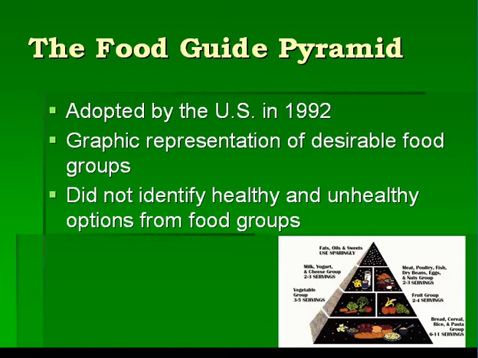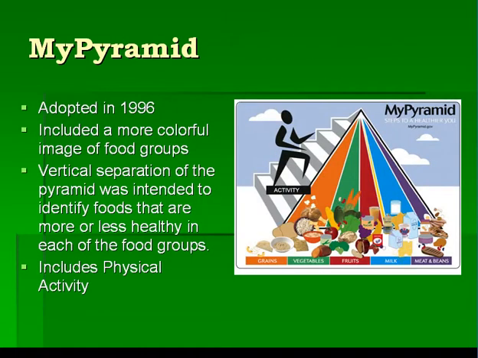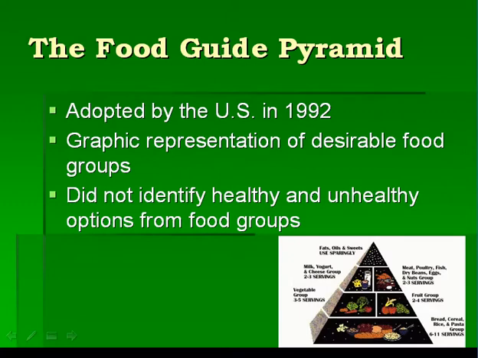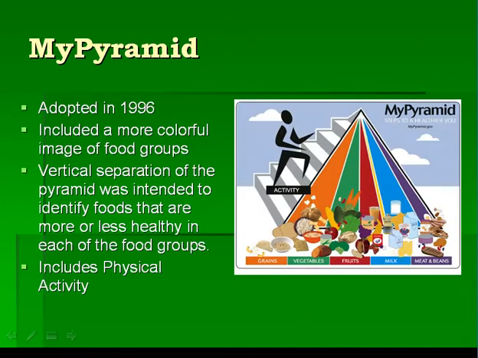It did not identify healthy and unhealthy options from each of the food groups and lacked some visual appeal that the new food guide pyramid that I'm going to show you next had. This is MyPyramid. It was adopted in actually, that should be 2006. Sorry. And included a more colorful image of the food groups.